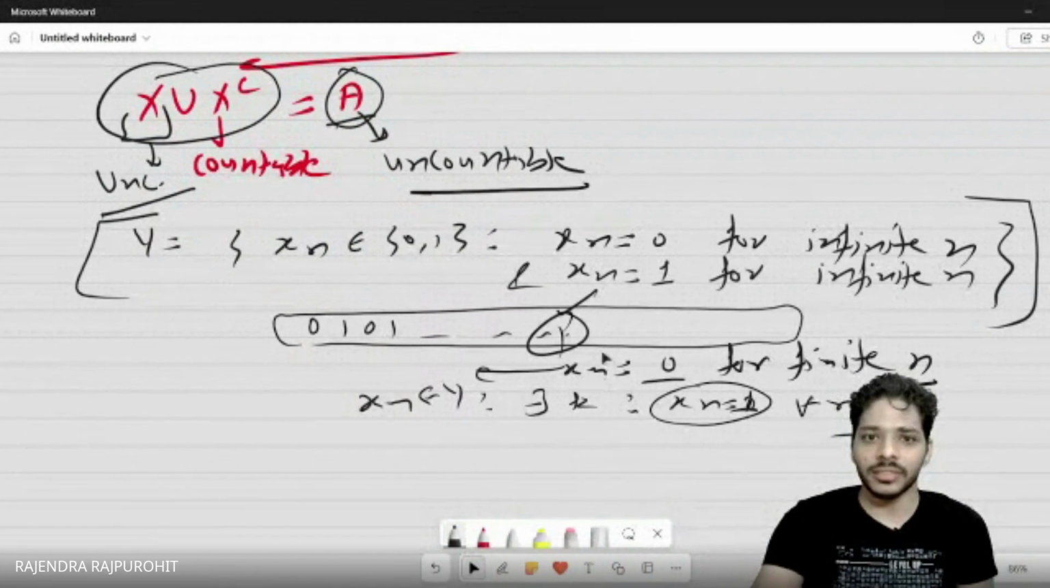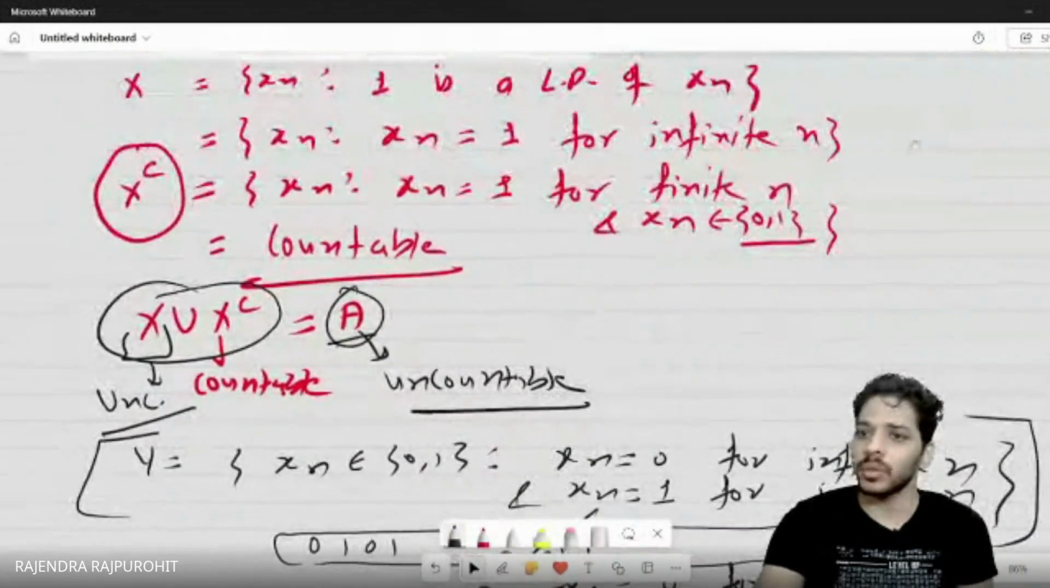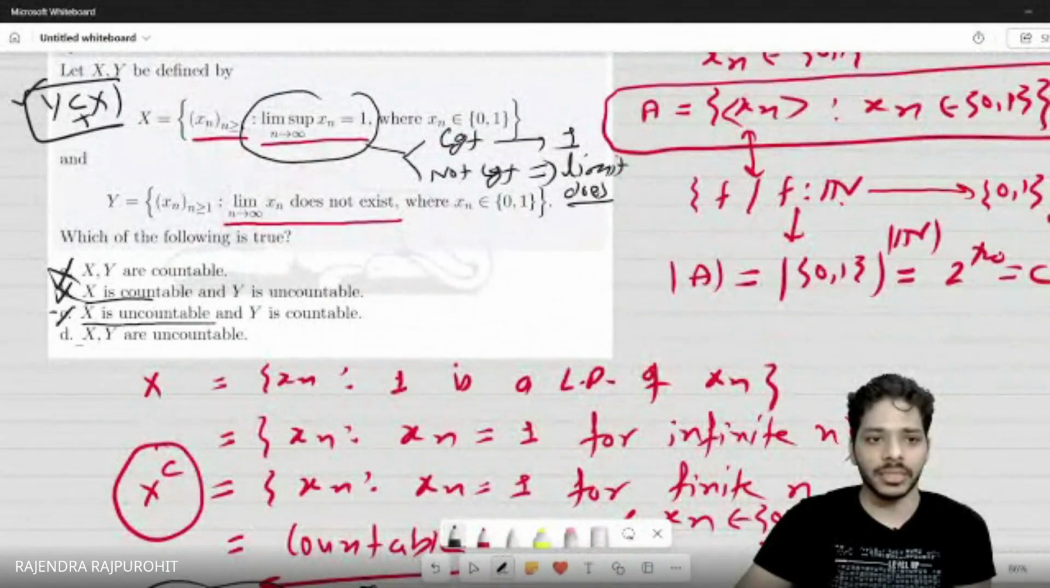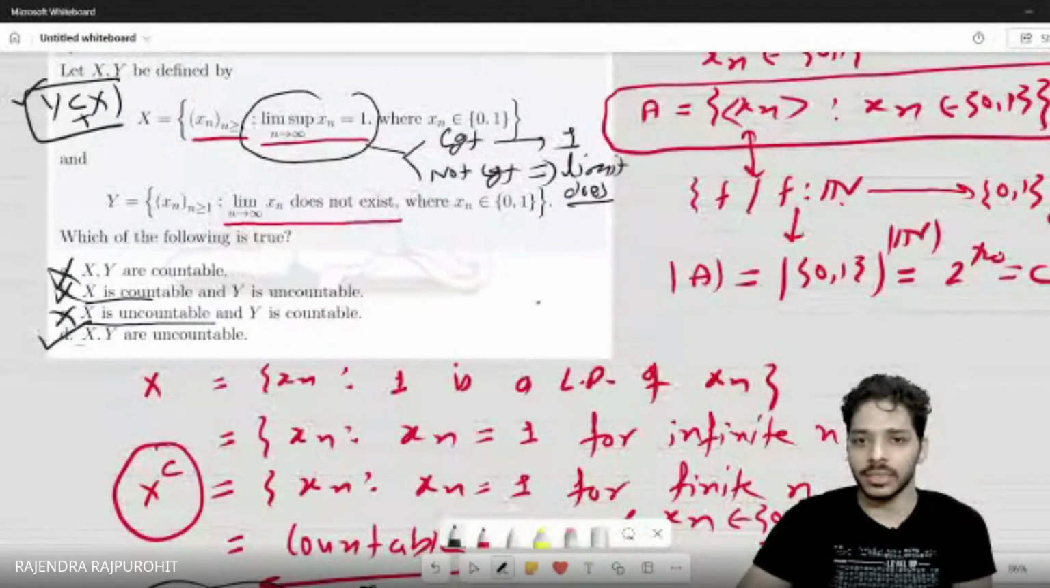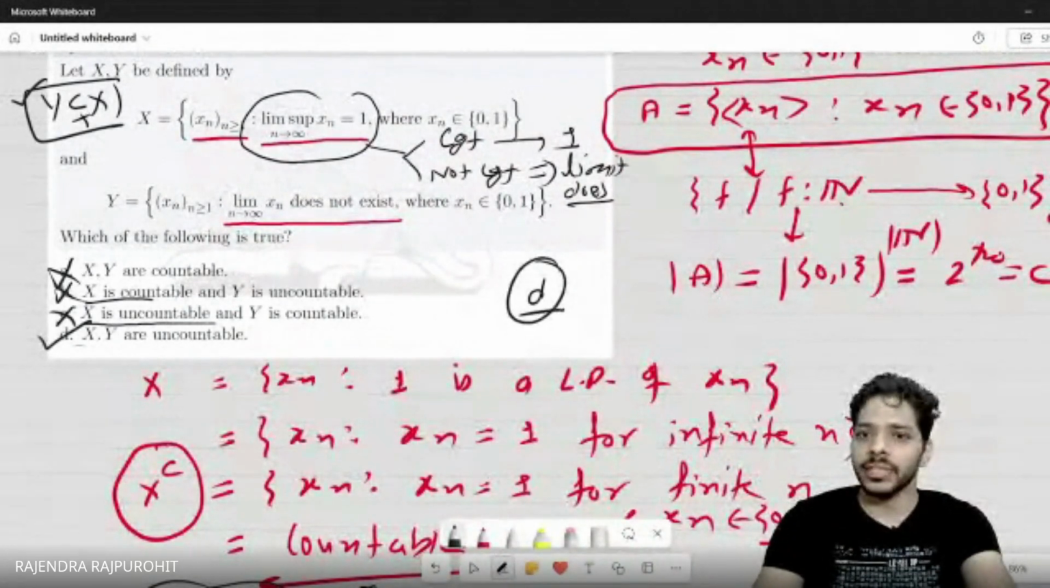So the correct answer is that Y must also be uncountable. Both of them are uncountable. So this option is also gone, and the correct answer is D. I hope you understood the concept behind the question. Anyone, any question about this?